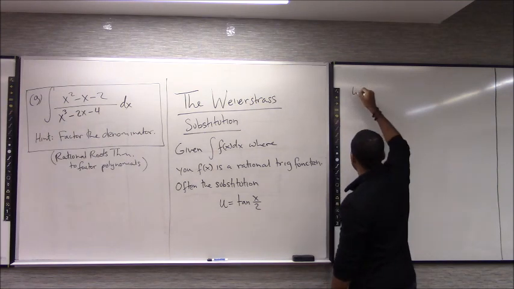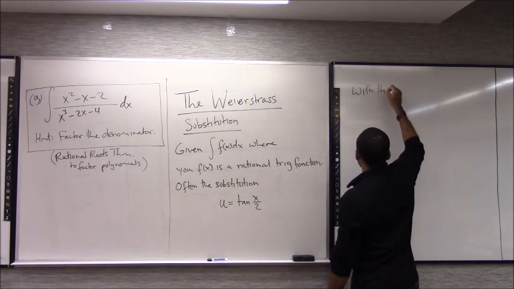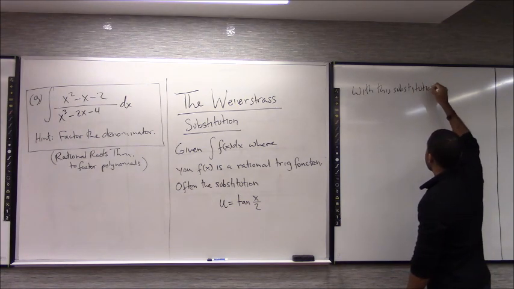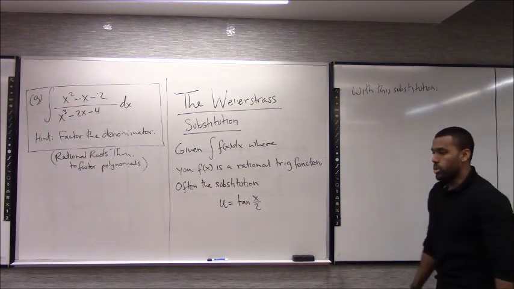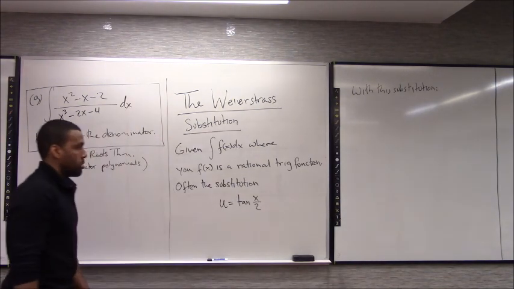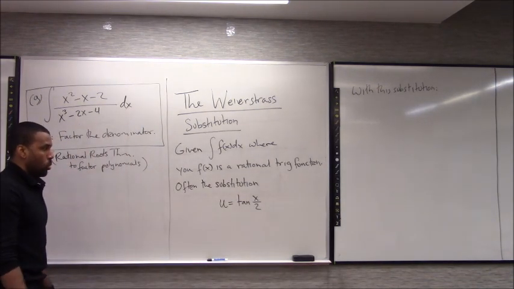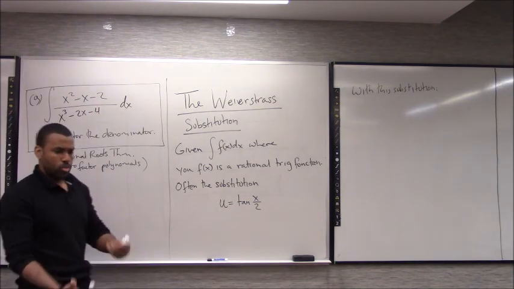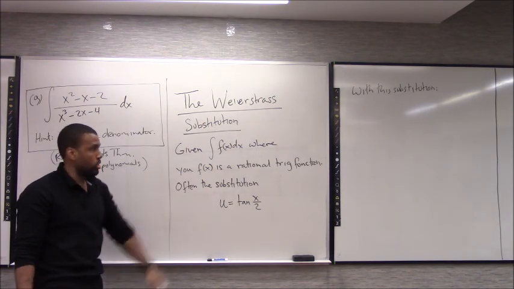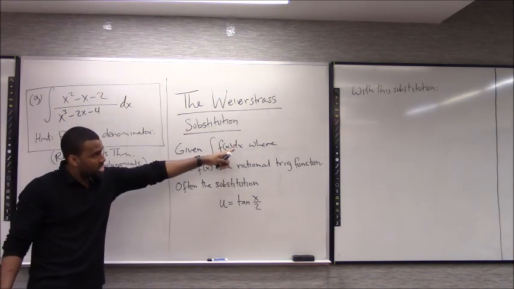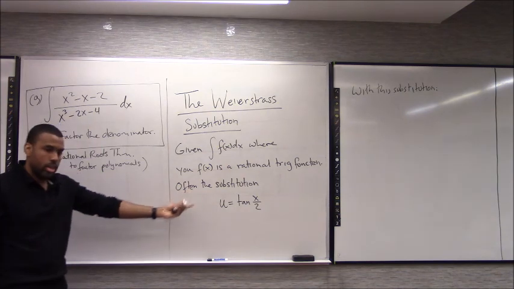Let's actually get some things right off the bat. Now, with this substitution, what you're going to want to know how to create is things like sine and cosine. Once you can create a sine and cosine from this function, that's going to be useful because with sines and cosines you can create any other trig function you want, as well as you're going to need to know how to actually change the dx if this is the case.